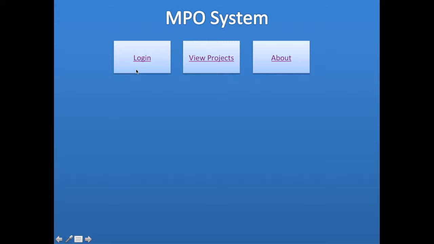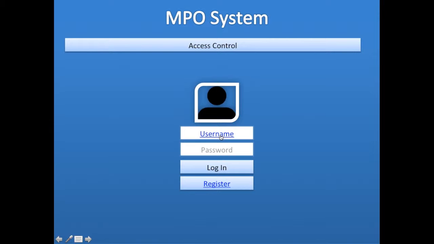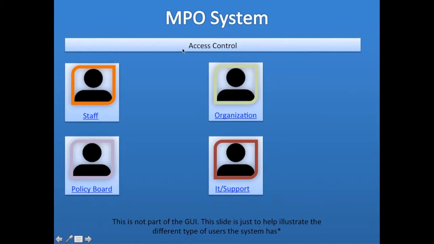Now, for other entities like the MPO staff and the municipalities, since they have login information, they are able to access other items within the prototype. So here, they're able to enter their username, password, and log in. And if they haven't logged in, there's also an option for registering. This is not going to be part of the prototype. This is just to see all the potential entities of the MPO system.